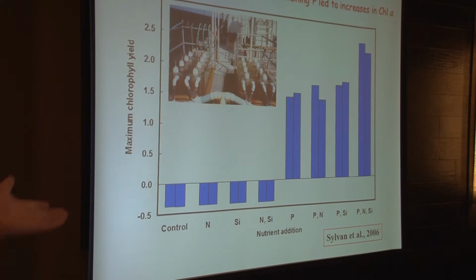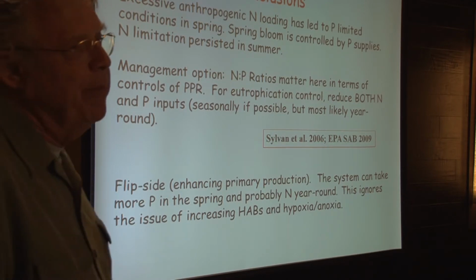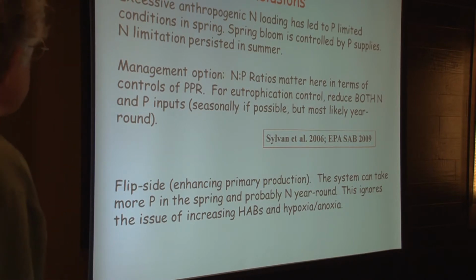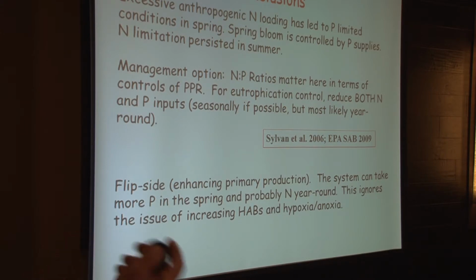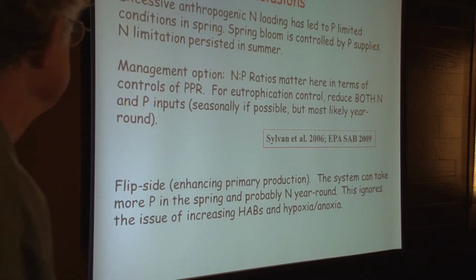Now, if you're a water quality manager, what this is telling you is you got to reduce both N and P to really get the system under control. But I thought it's a rather interesting phenomenon there. So I already told this story basically. Excessive anthropogenic nitrogen loading has led to P limitation, so that now the spring bloom is actually controlled by P supplies, which is kind of interesting. The management option in terms of controlling eutrophication is to obviously reduce N, but P as well probably, if you really want to control that spring bloom. And that's just, again, largely a product of how humans have changed these coastal systems.